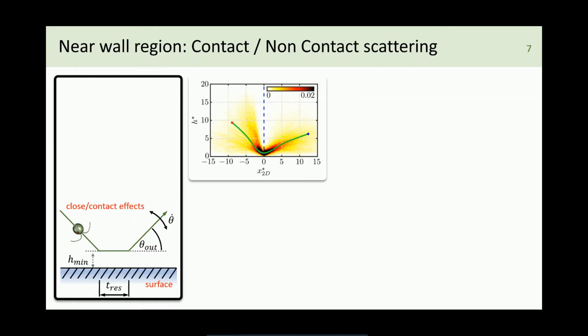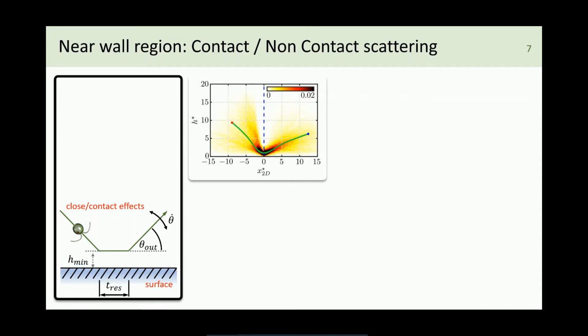So we started to look at the cell dynamics very close to the wall, and what we did is to plot all of the trajectories of all cells which came within 30 microns of the surface, and we aligned them all at the point of closest approach. This plot here represents the recurrence probability of these trajectories, and in green we represent the mean trajectories, which shows how on average a cell scatters off a surface.